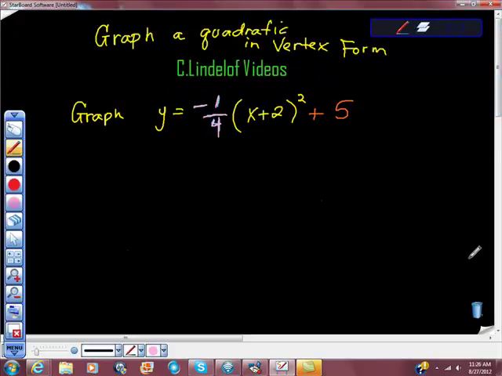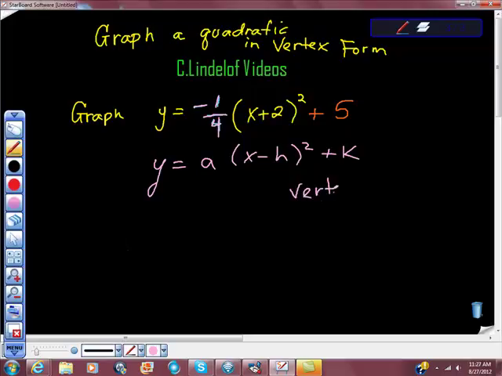Okay, so we're going to graph a quadratic in vertex form. So we have this quadratic that is in vertex form. We have to remember that vertex form looks like this: a times the quantity x minus h squared plus k. And we know that the vertex, in this case, would be equal to the point (h, k).